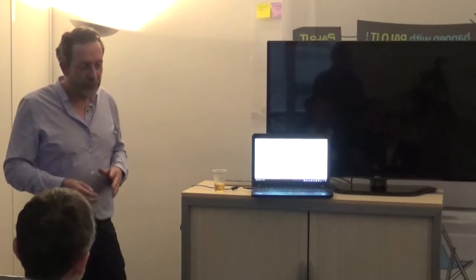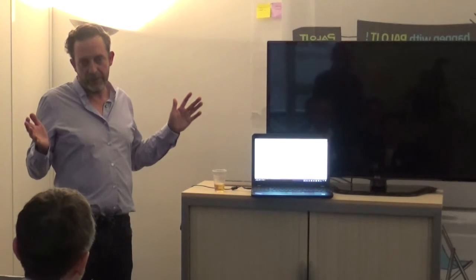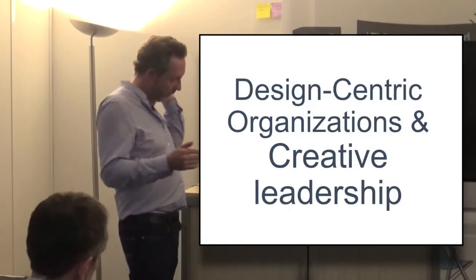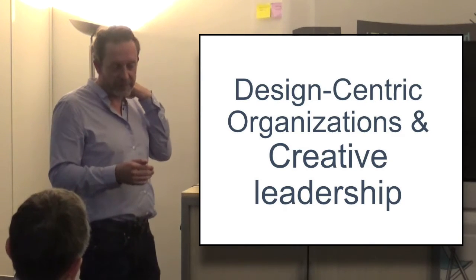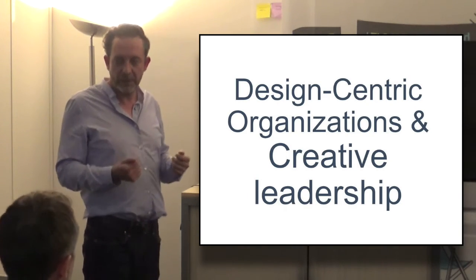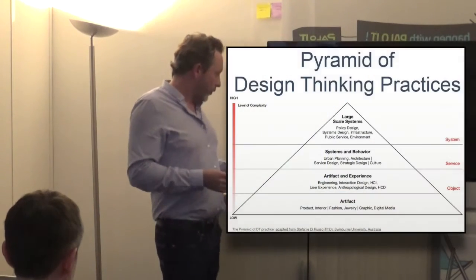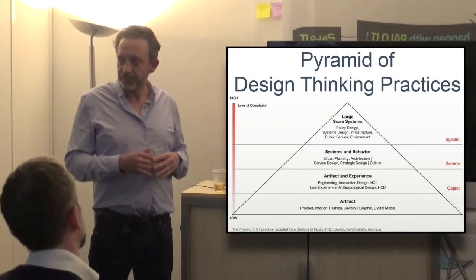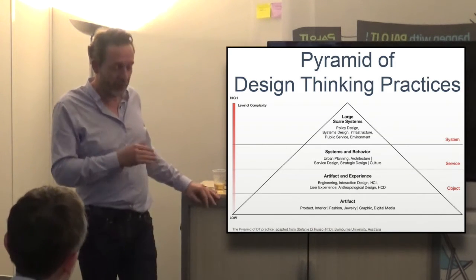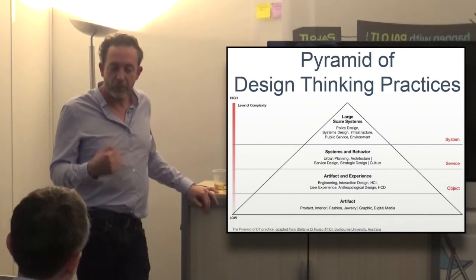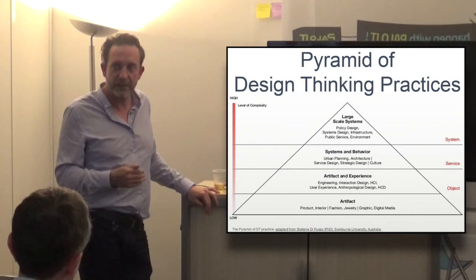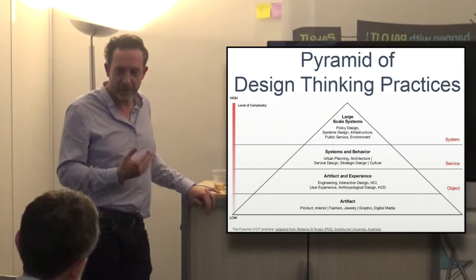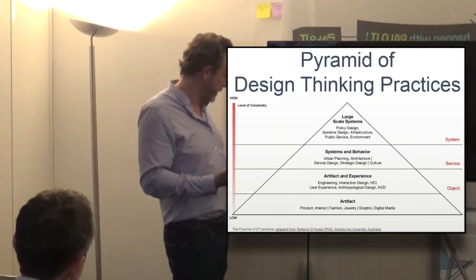Sure, so I'm going to open up now this approach and how you can bring this at the organizational level, to start introducing a design-centric culture within organizations. So, first of all, design thinking applies to a number of different realms. The most basic thing that you can do with design thinking is designing, of course, objects, jewelry, products, homes, and things like that. So that's the basic level.